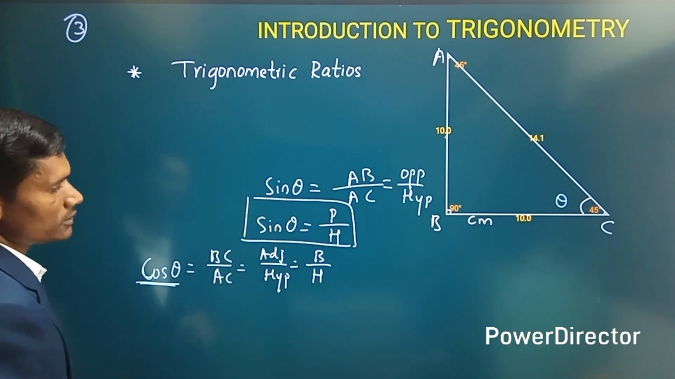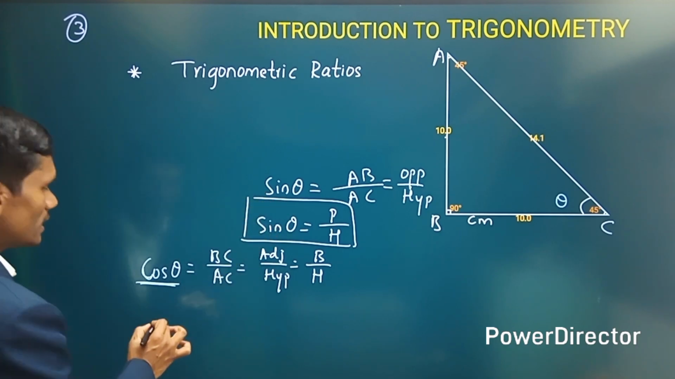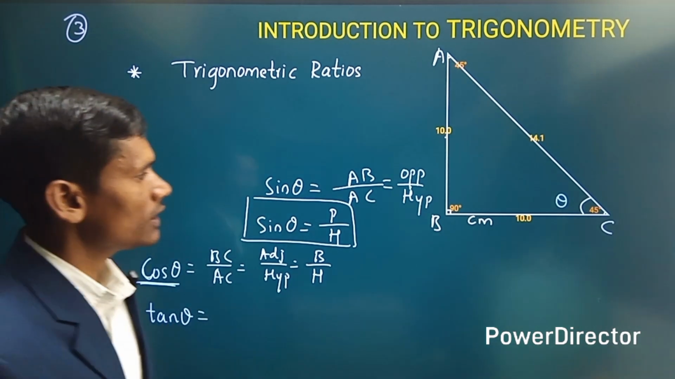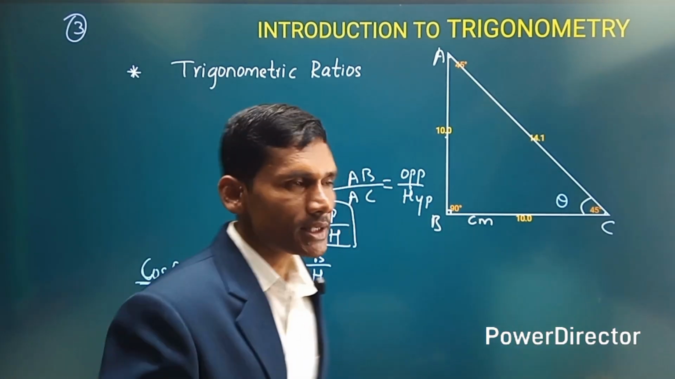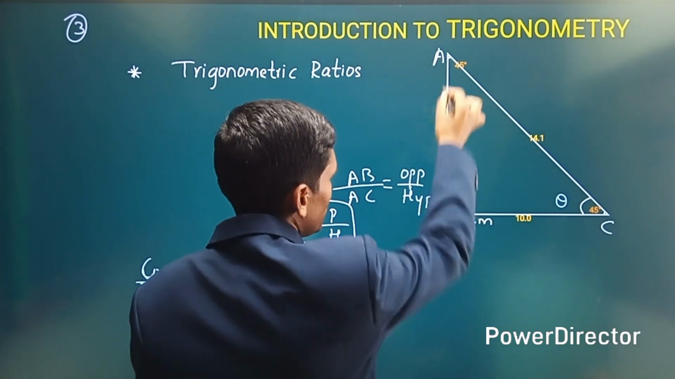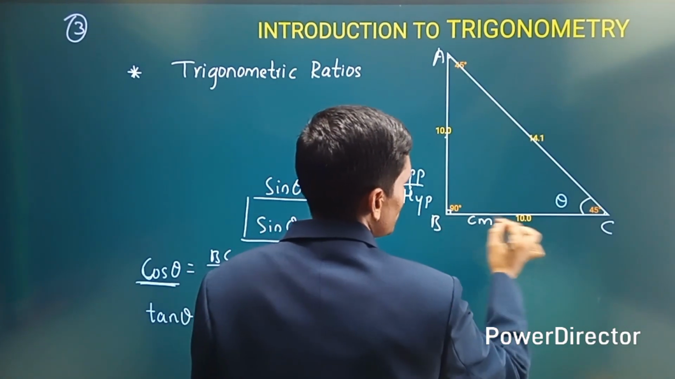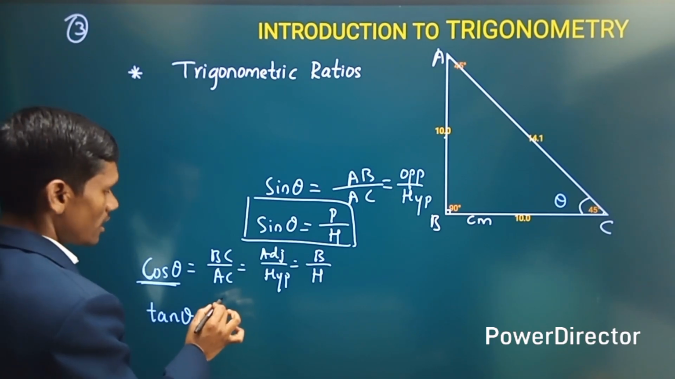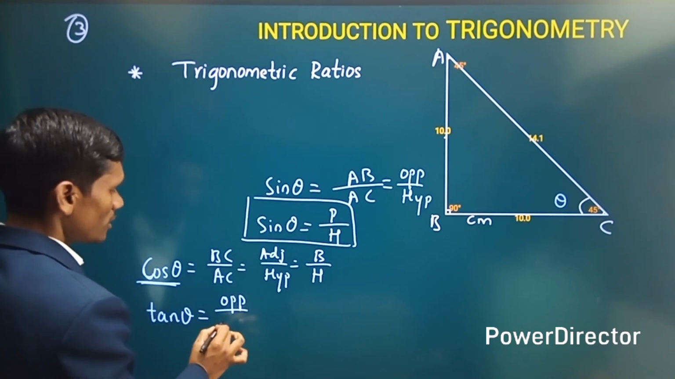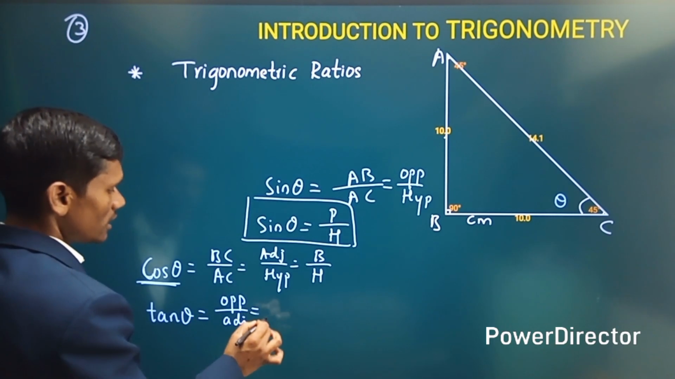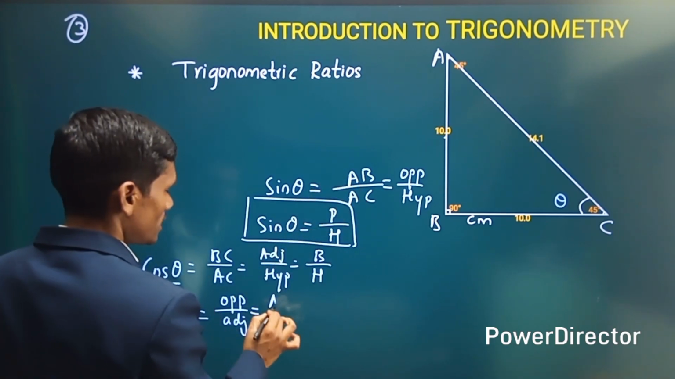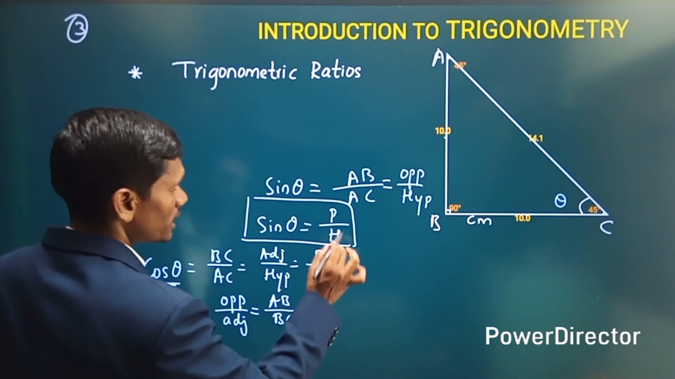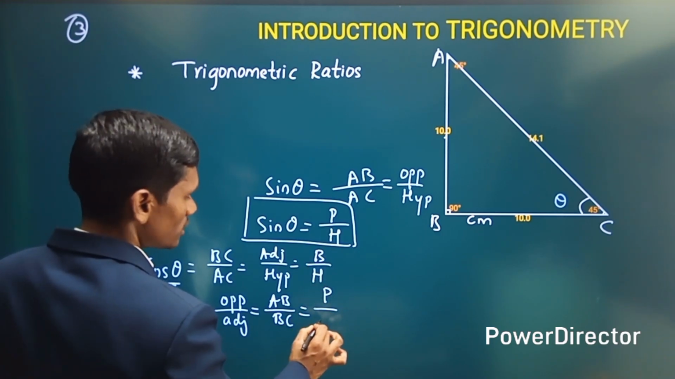This is the first one. Next, coming to the third one, tan theta. Tan theta means what? If you consider this angle, the side opposite to it is AB, and the adjacent side is BC. This you need to take. So here, opposite divided by adjacent, this ratio, is AB upon BC, right? This can also be written as AB is P, BC is what?